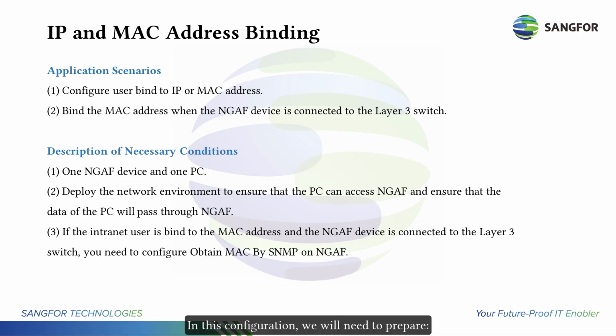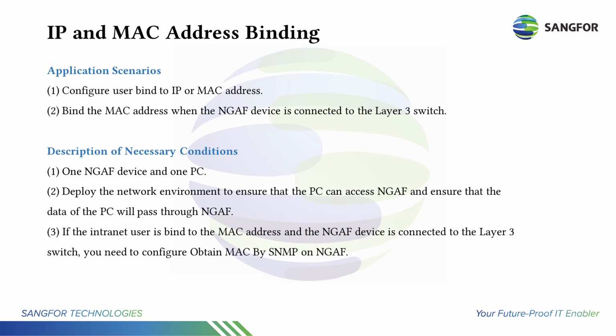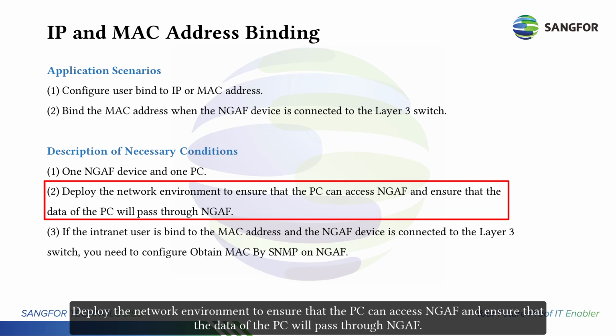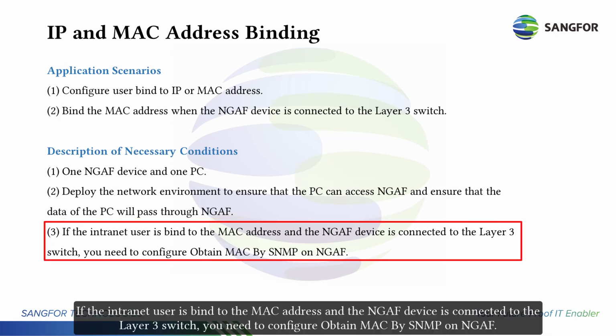In this configuration, we will need to prepare one Jive device and one PC. Deploy the network environment to ensure that the PC can access Jive and ensure that the data of the PC will pass through Jive. If the internet user is bound to the MAC address and the Jive device is connected to the layer 3 switch, you need to configure obtain MAC by SNMP on Jive.